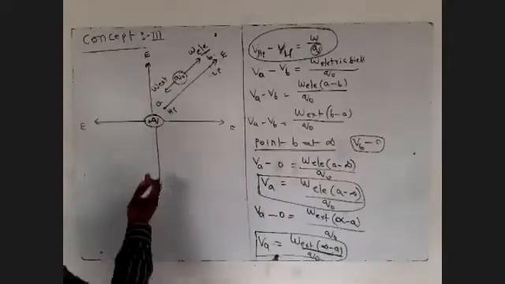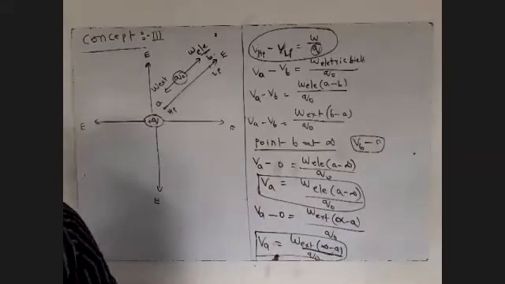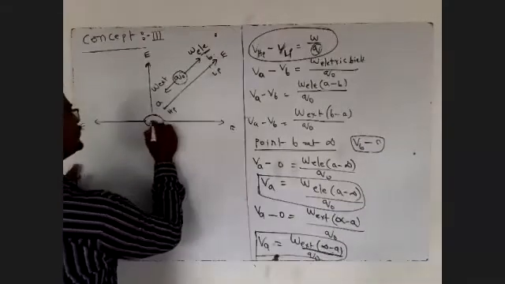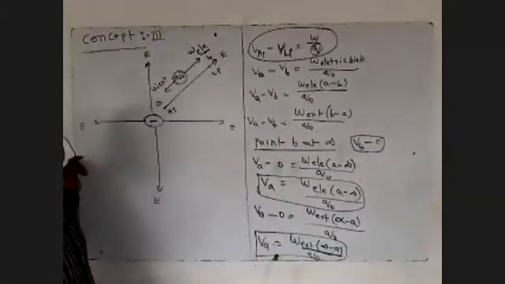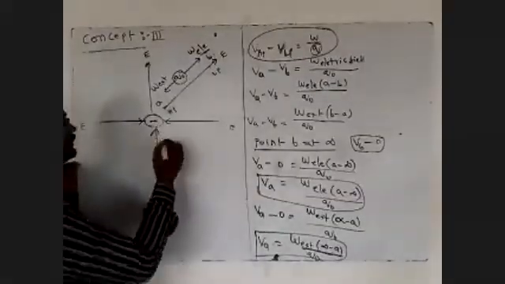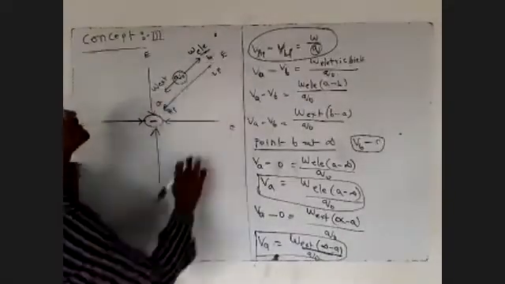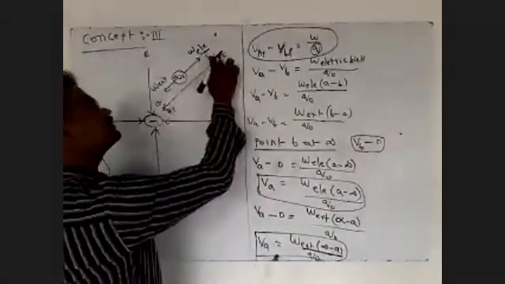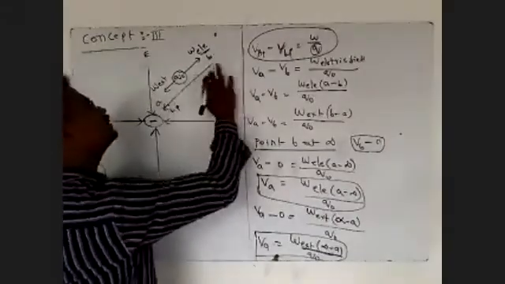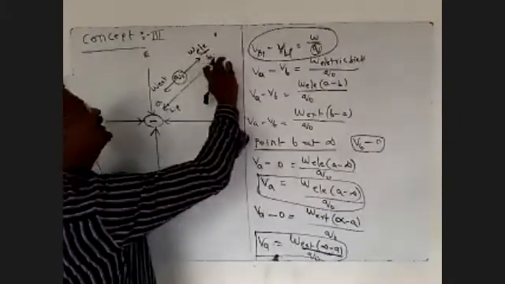Suppose, for example, I am taking a negative charge. The direction of the electric field is towards the charge. This is point A, this is point B. This is the direction of the electric field, and this is low potential, this is high potential. So low potential is taken as A, high potential is taken as B.